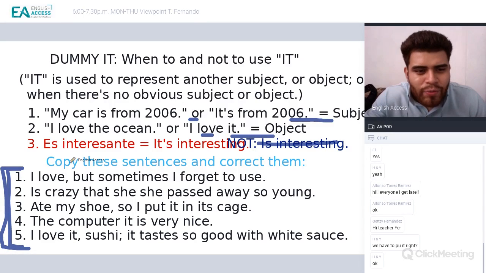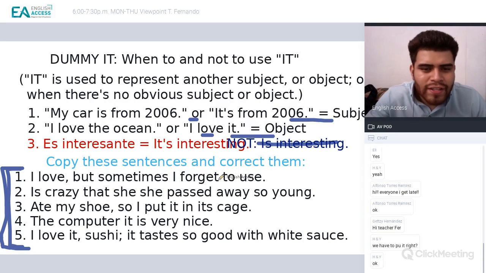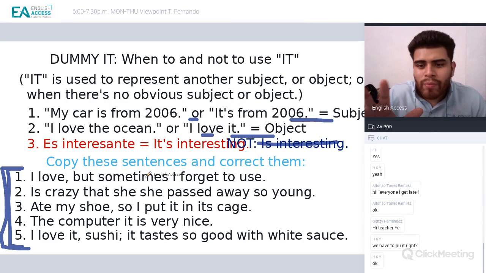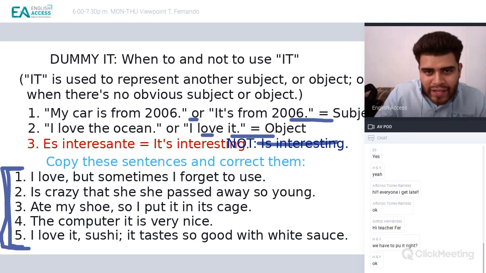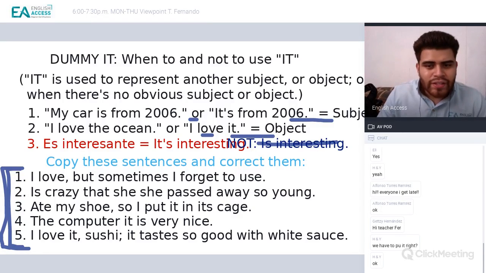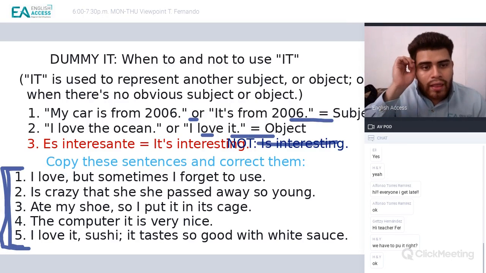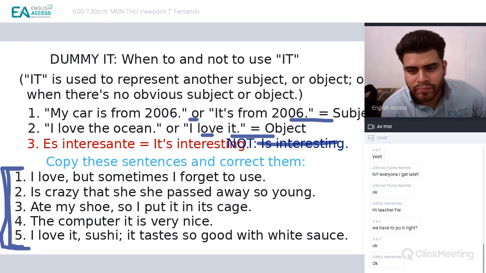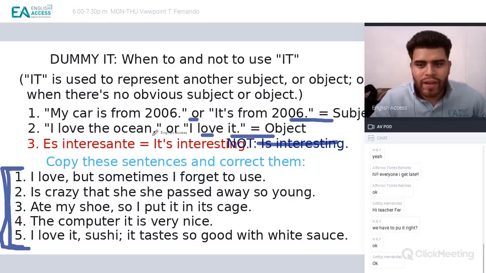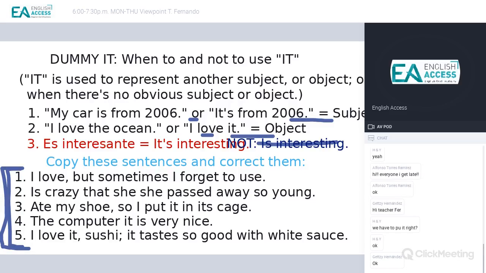So Getzi, we are doing this. 1, 2, 3, 4, and 5. All of these sentences are wrong. And right now we are practicing the dummy it. We are learning when to use it and when not to use it. So if you would like to, you could copy these sentences and correct them on your notebook. All right. So guys, I will be waiting. Let me know when you are finished.